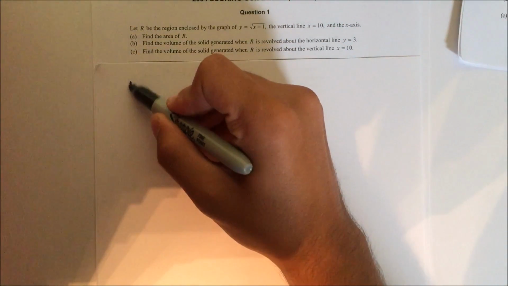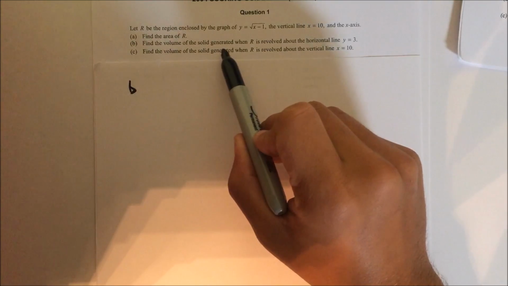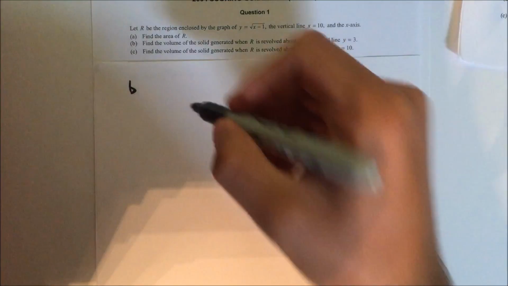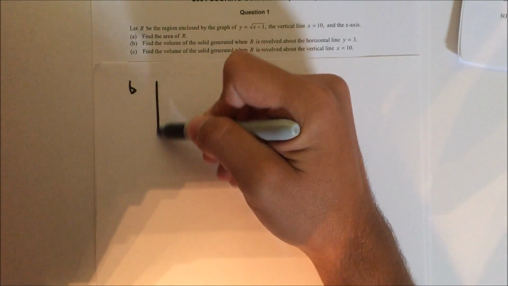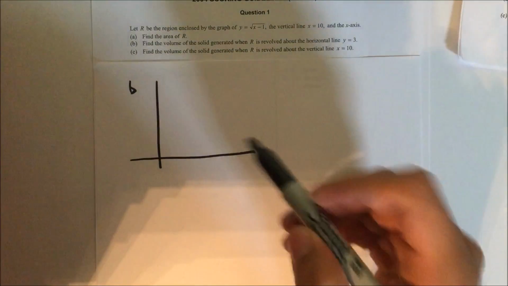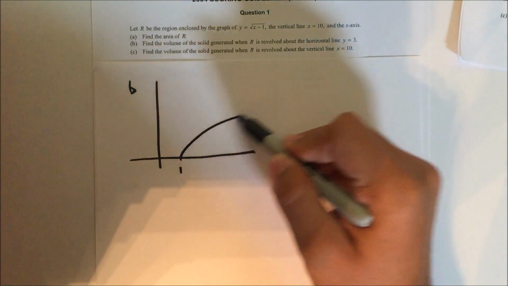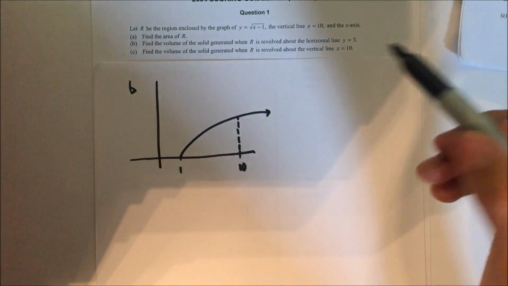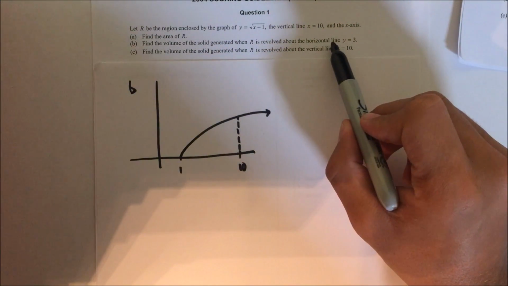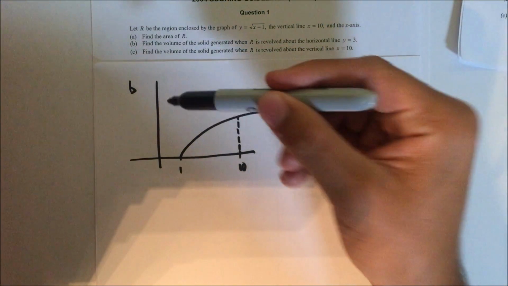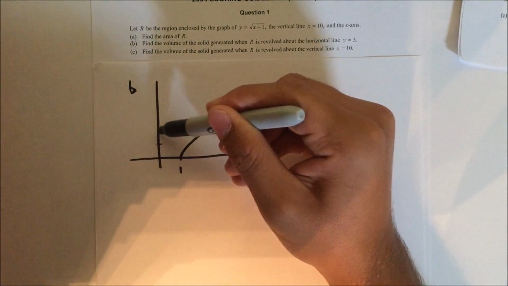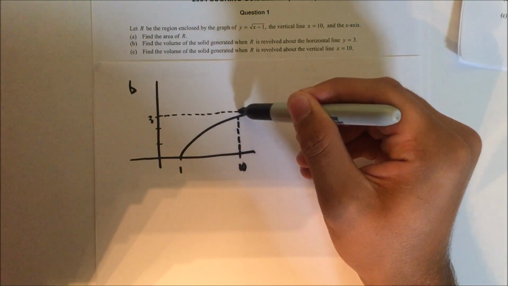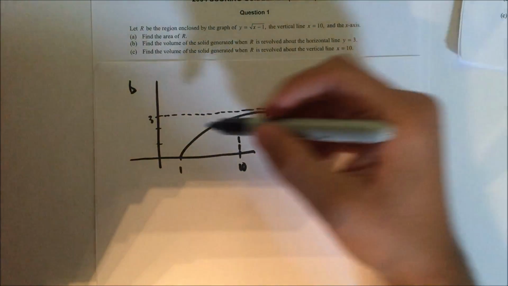Okay, so now for part B, it's asking, find the volume of the solid generated when R is revolved around the horizontal line y equals 3. So let's just sketch the graph again. And so for here, it's asking that it's revolved around the horizontal line of y equals 3. So let's just say 1, 2, this is 3. And that's the line y equals 3.